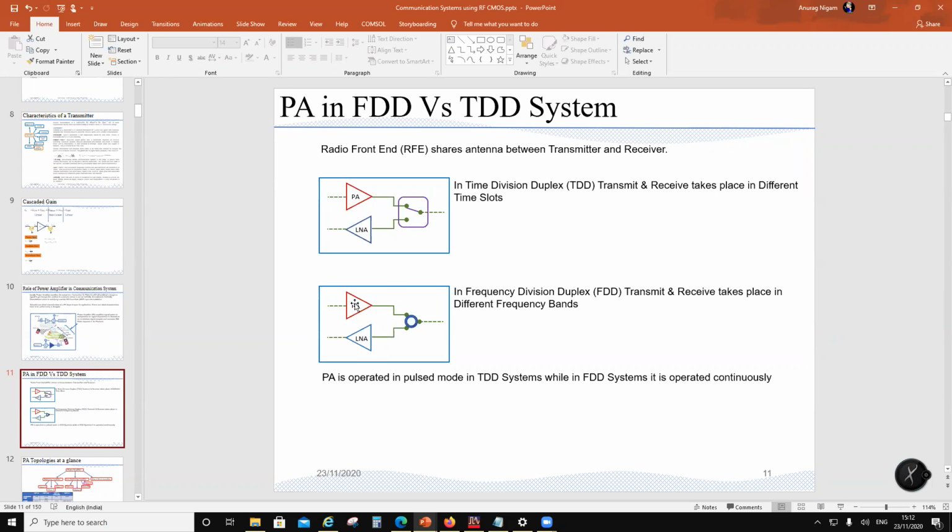In an FDD system, the PA and LNA are in different frequency bands. The concern is how much PA noise is put out on the receive band. Isolation is also a concern here: how much of the PA is going to leak into the LNA? Because there is a circulator here, the PA is on all the time, so that restriction is there.